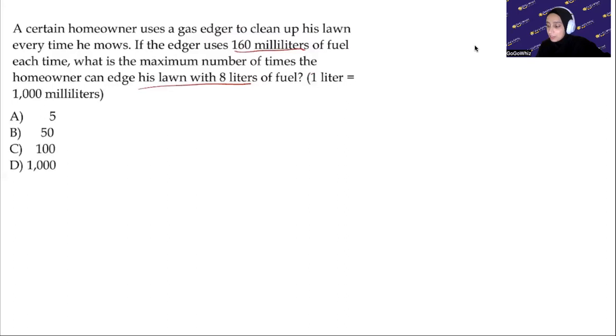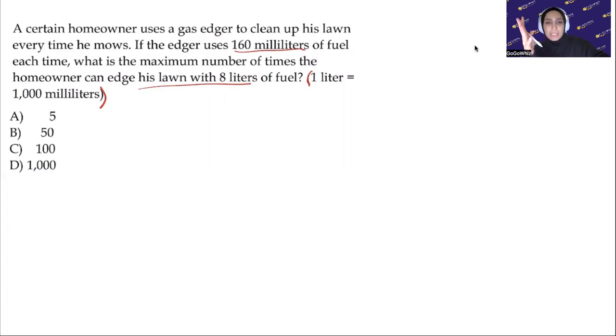That's actually really kind of them. They give you the conversion. They say 1 liter is equal to 1,000 milliliters. So then we're saying, you know what? If I have 8 liters, so I know that 1 liter gives me 1,000 milliliters, then if this homeowner has 8 liters, then technically he has 8,000 milliliters, right?